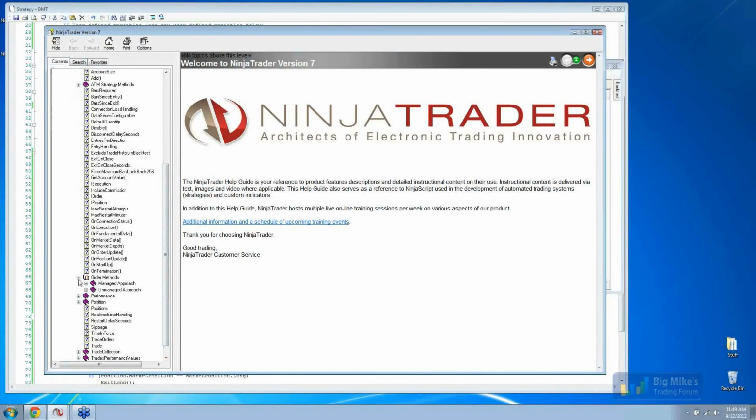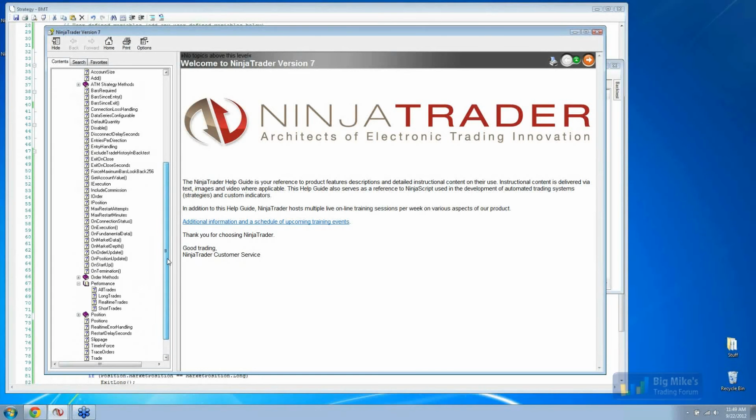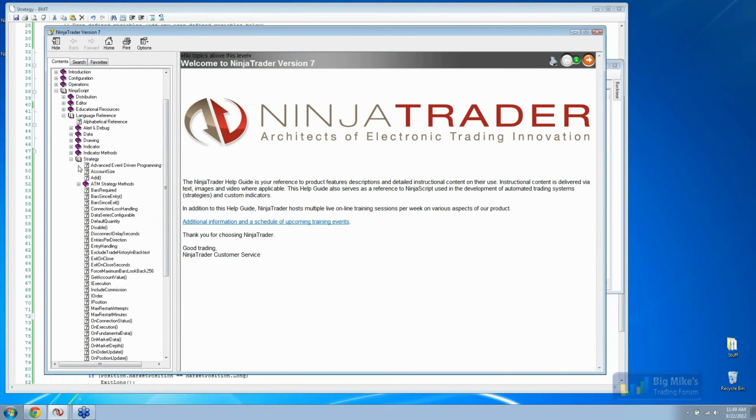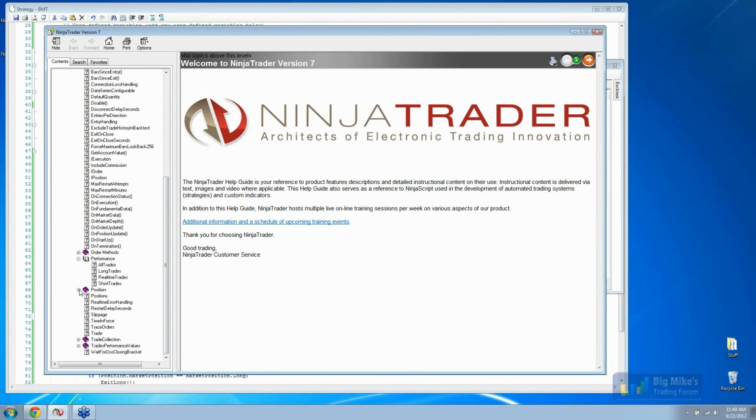Again, if I haven't mentioned this earlier, this help guide is very useful for you guys to find information on all the various methods and properties available to you. So what I'm looking for right now is a property for just the current position's profit loss right here.